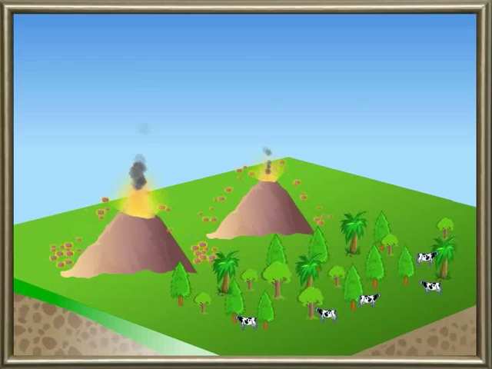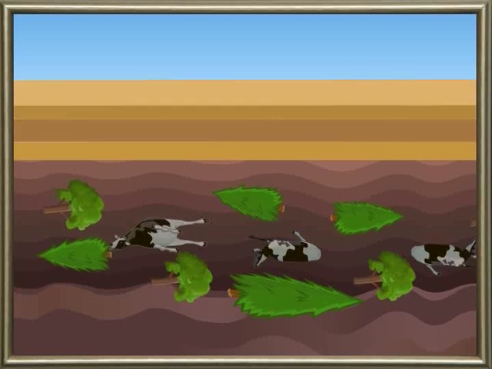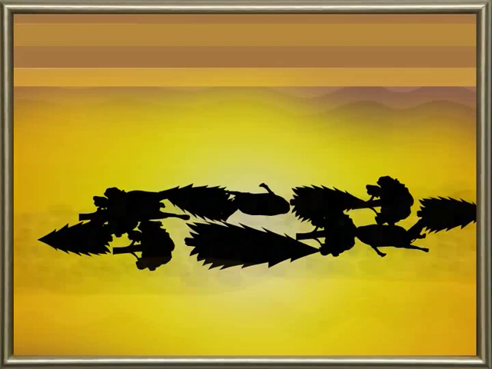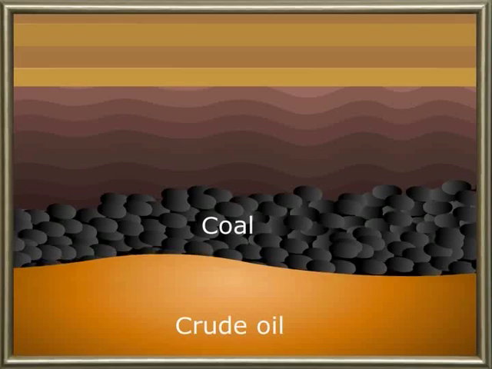These fuels are formed from the dead animals and plants which were covered by layers of earth over millions of years. Due to the intense heat and pressure and lack of oxygen, over a period of time, these are converted to coal and crude oil.